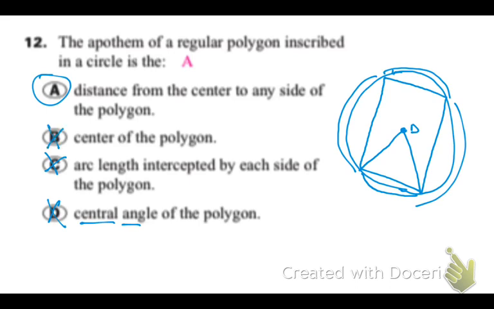So you could have really gotten this right just by the process of elimination. But it's pretty clear that it's the distance from the center to any side of the polygon. So this is an apothem, this is an apothem, this is an apothem, and this is an apothem. And you will use this a lot on these problems, so make sure you understand exactly what it is.